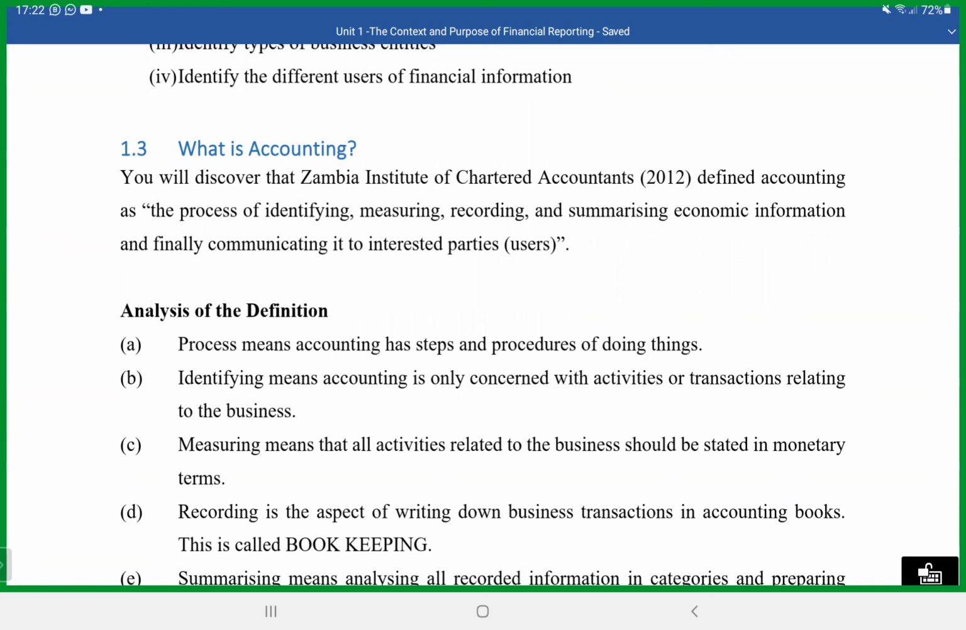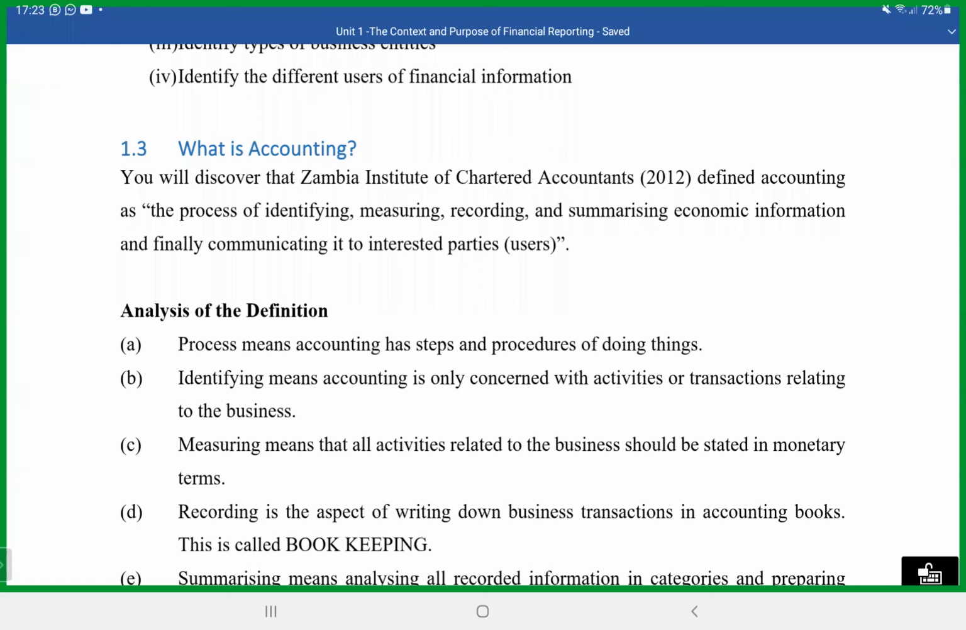That is what accounting is, as ZICA is concerned. You know, ZICA is one of the very serious regulatory boards in the field of accounting and finance. Yeah, they regulate the accountants. They are the ones that license the accountants, for example, here in Zambia.